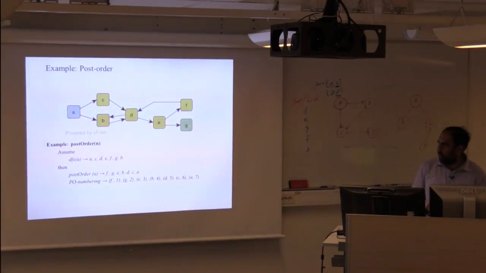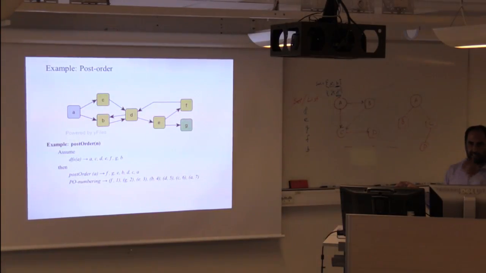So the basic rule that you need to remember is that in the post order, you first visit all the descendants, all the successors, and once you are done, you go back to the parents and keep on visiting until you have visited all the nodes.